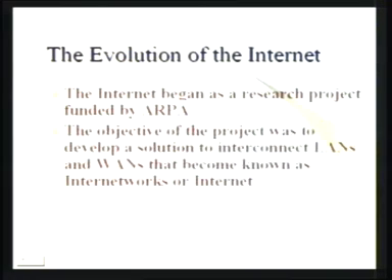Now, basically how the internet evolved is something which we have to start with. Look at this slide, the genesis of the internet. It was a research project funded by the ARPA, Advanced Research Project Agency. This was a military project which was funded by the Department of Defense, government of USA. The objective of the project was to develop a solution to interconnect LANs and WANs that became known as internetworks or the internet.